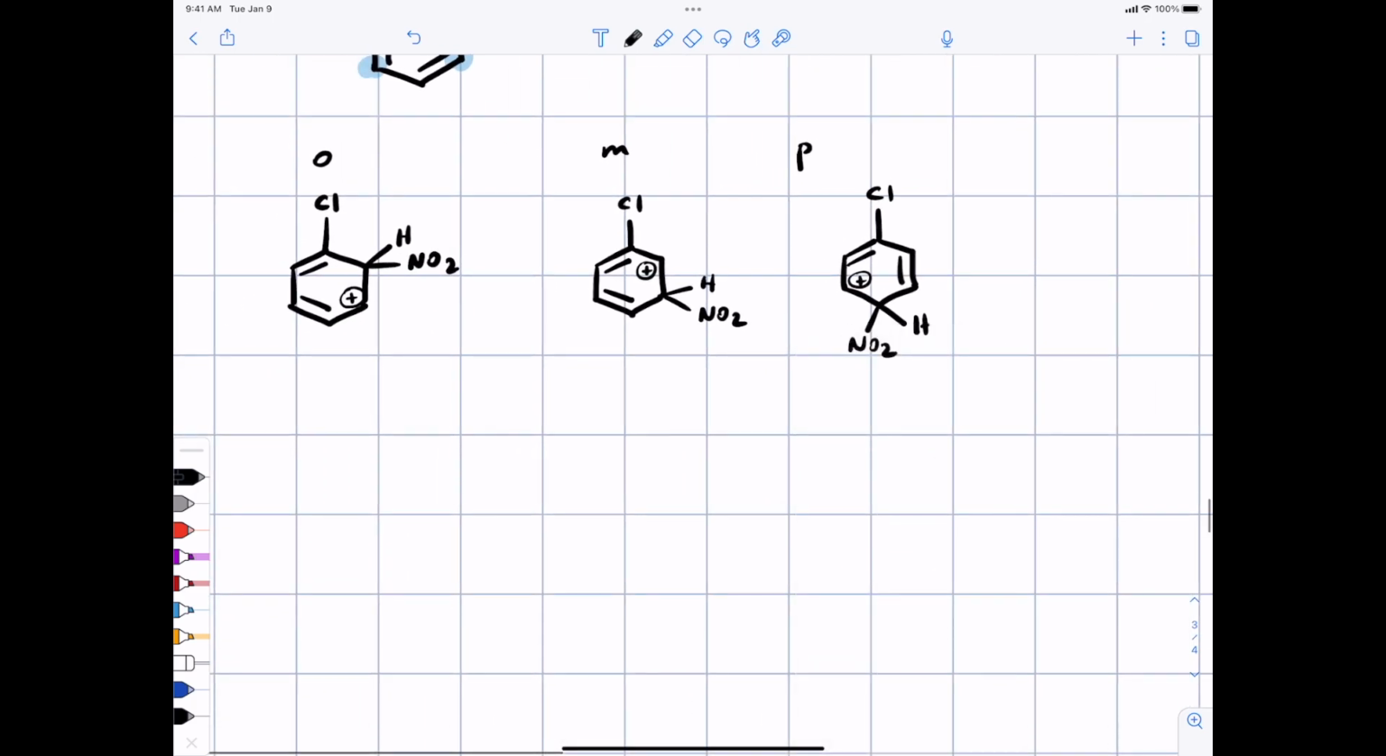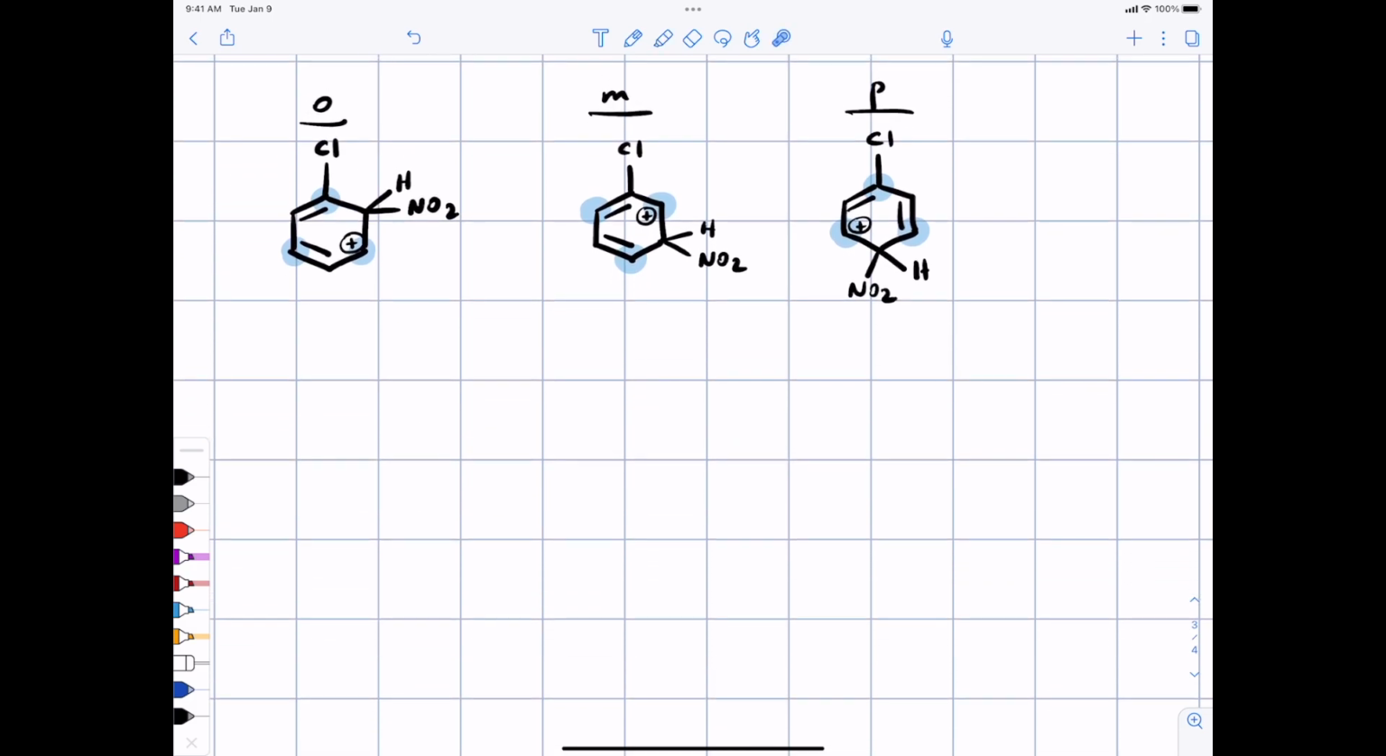Now, which atoms share the positive charge? For the ortho substituted carbocation, it's 3, 5, and 1. Same thing for the para substituted carbocation. For the meta substituted carbocation, it's 2, 4, and 6. Now, can you see any reason why having the positive charge at 1, 3, and 5 may be better than having it at 2, 4, and 6?